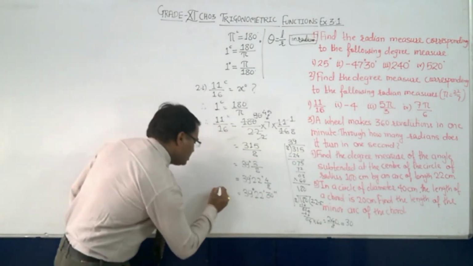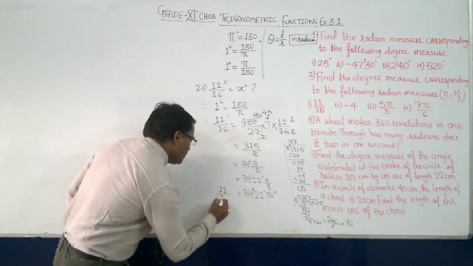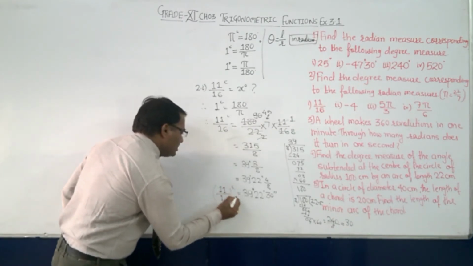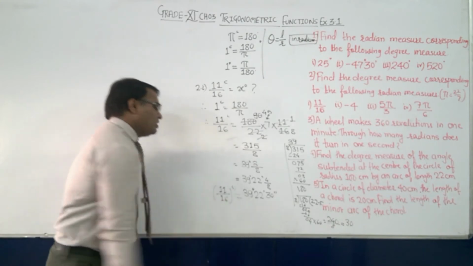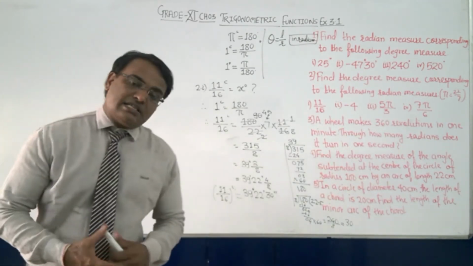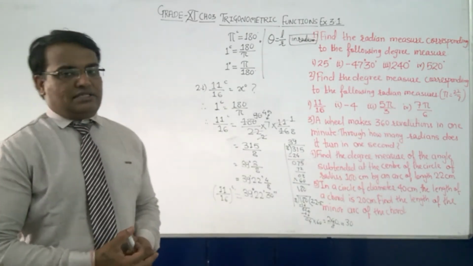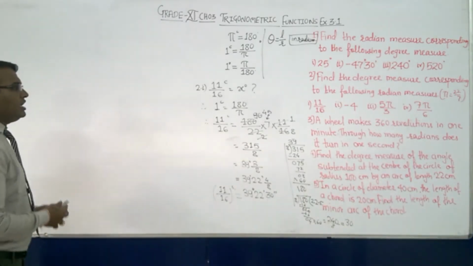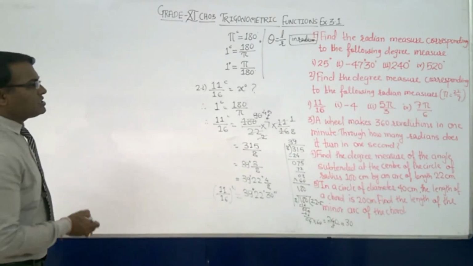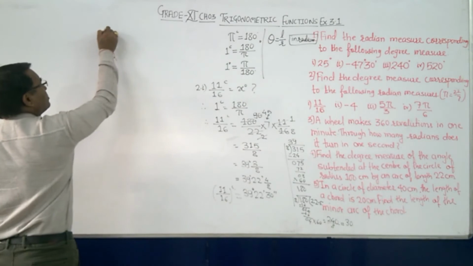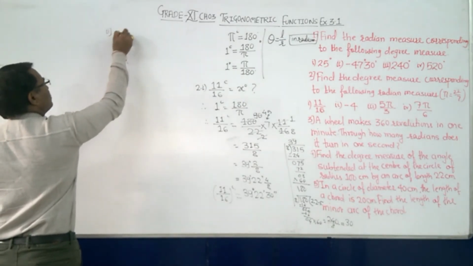What is this? This 11 by 16 radians is equal to 39 degrees, 22 minutes and 30 seconds. Okay, hopefully you have understood it. Now let's go to the next conversion. That is what? Minus 4. What is minus 4?